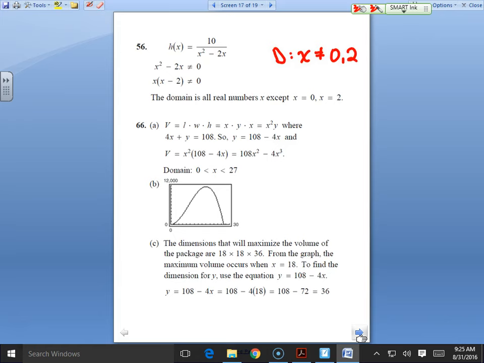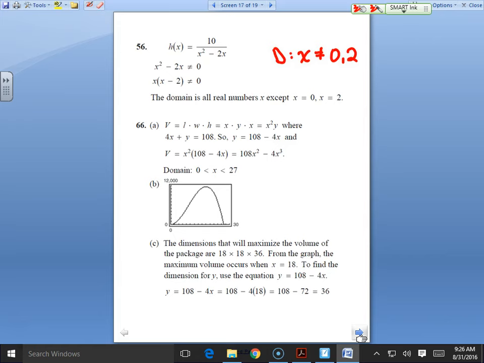Ricky. For those, do you have to put the D colon? If the question is asking what is the domain, you could just box x not equal to. But if we're analyzing a function and we have to label domain, range, and this and that, please put it.